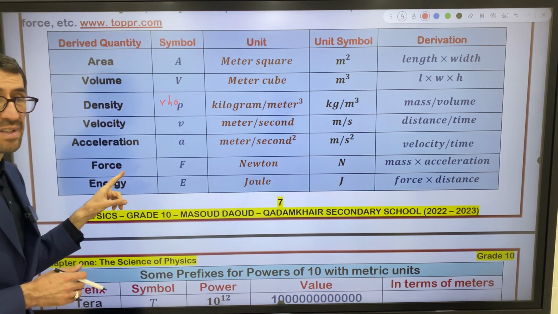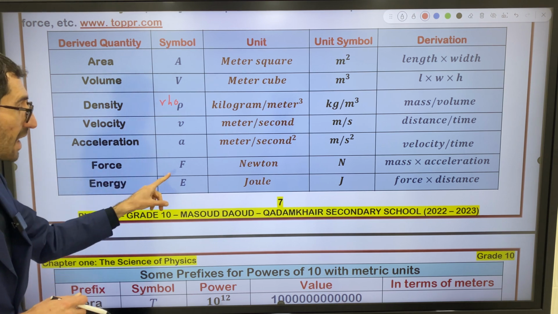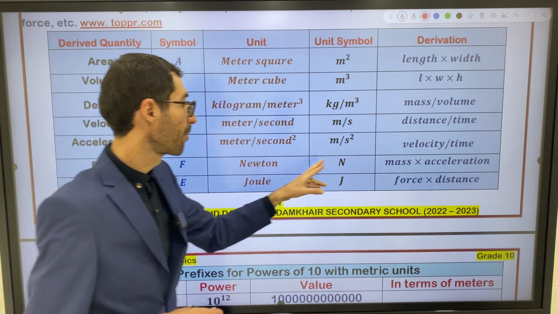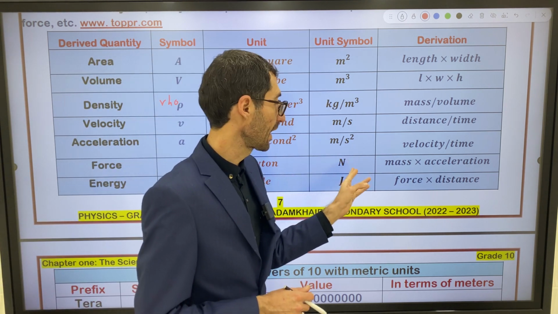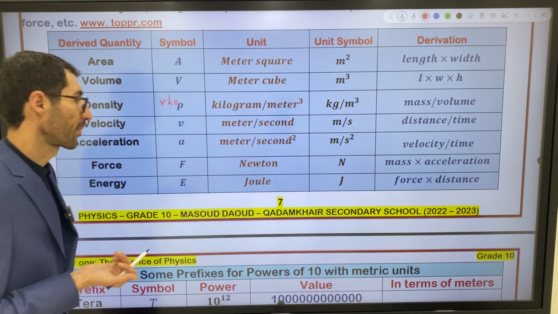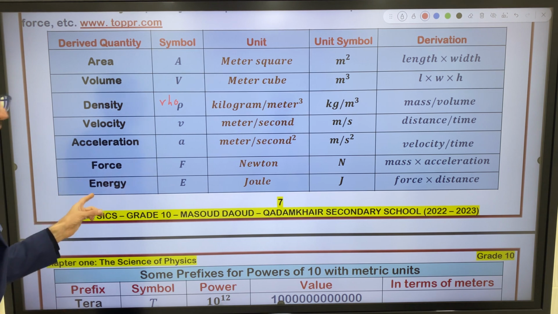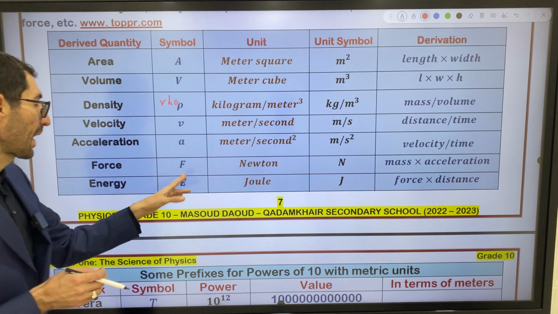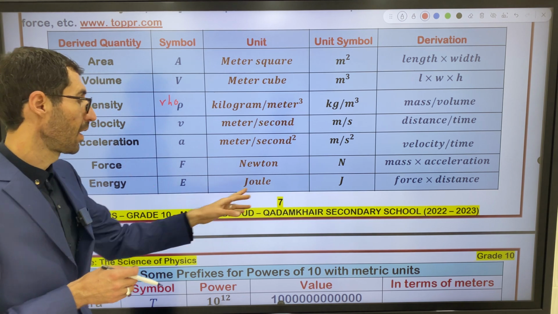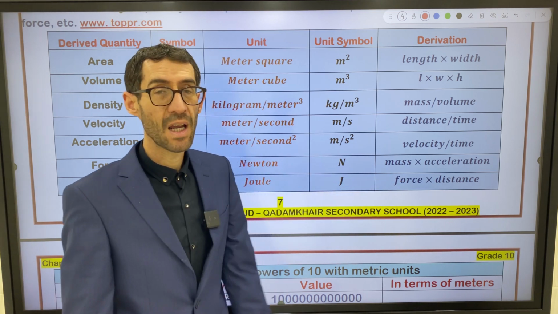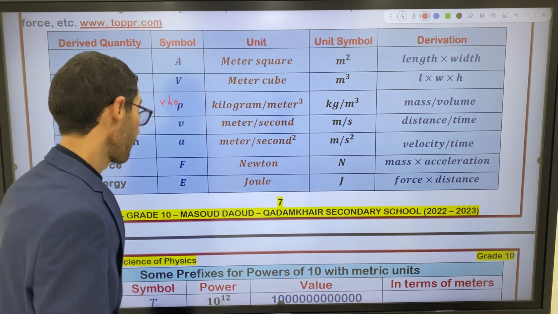Let's move on to force. The symbol is capital F. The unit of force is Newton, with symbol capital N, and Newton comes from mass times acceleration. This is a derivation. And energy, the last one mentioned in our textbook: capital E is the symbol of energy. The unit of energy is joule, capital J, and the derivation is force times distance, right?